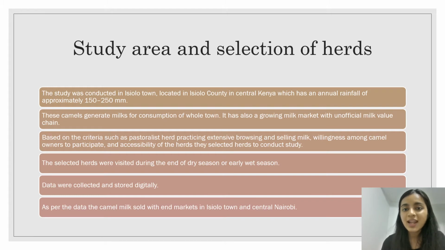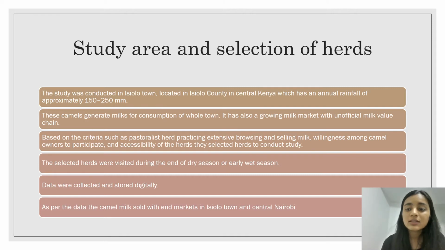Focusing on the study area and selection of herds, the study was conducted in a particular town in central Kenya that receives an annual rainfall of approximately 150 to 250 millimeters. These camels generate the milk for the consumption of the whole town. The milk market is growing over there, and officially the milk chain is also growing.